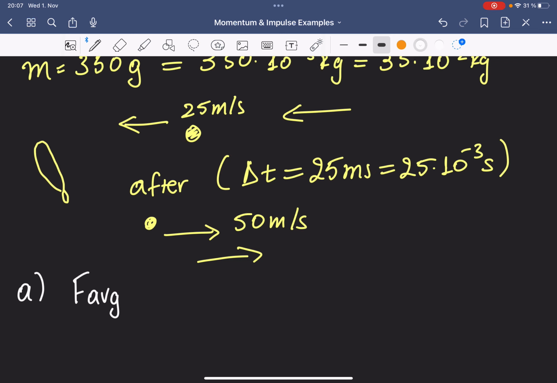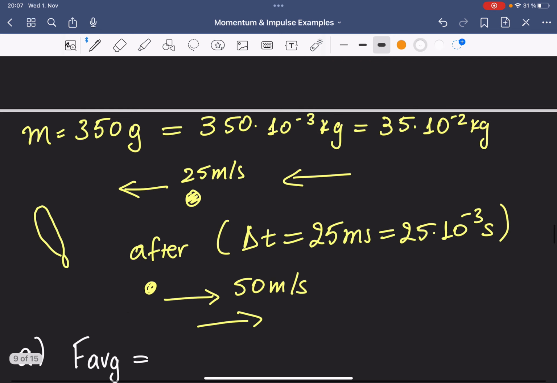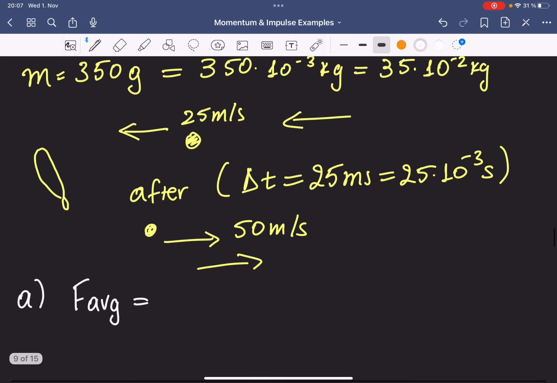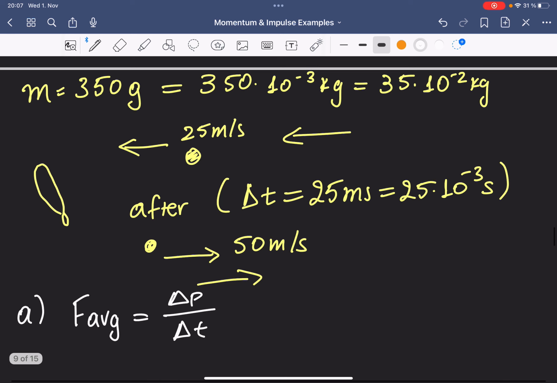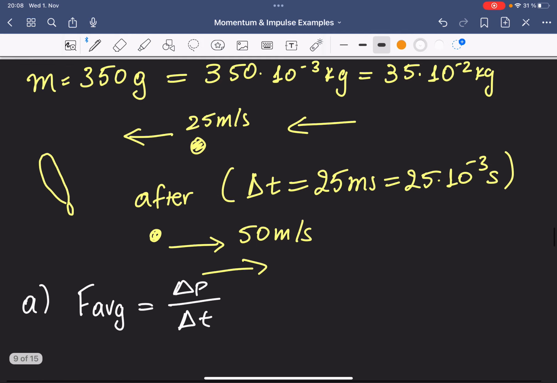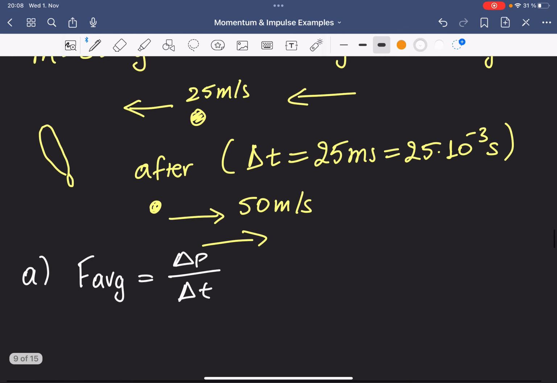So the average force, we can say that is going to be the change in momentum over the change in time. Now, the change in momentum on the ball, what is the average force? Yes, so the change in momentum on the ball.